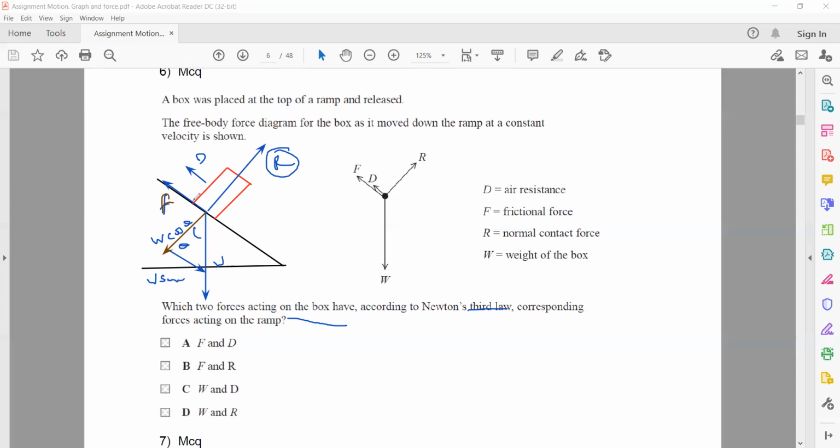But what happened? The friction tried to resist. So W sin theta is trying to move it down, but the friction force is there between the ramp and the box, or the friction force is acting on the box so that it does not slide down. That's why B is the right answer. Is it clear? The corresponding forces according to Newton's third law, because the components of the weight are acting, one component of the weight is perpendicular to the surface, that corresponding force will be R, and another component which is parallel to the surface, that corresponding force is F.